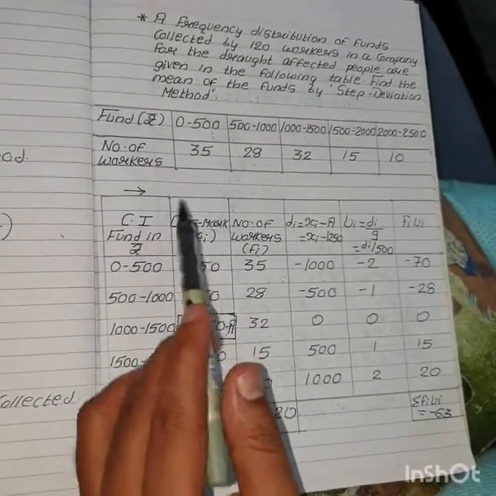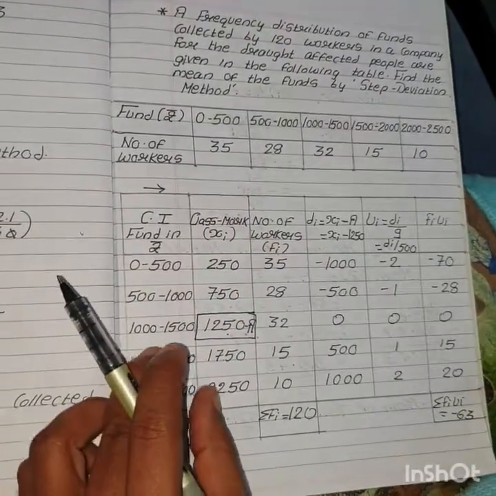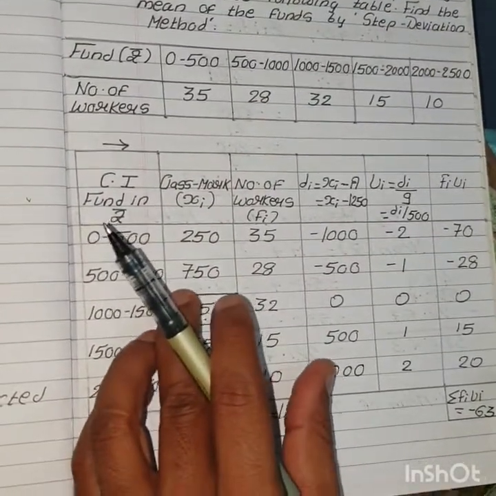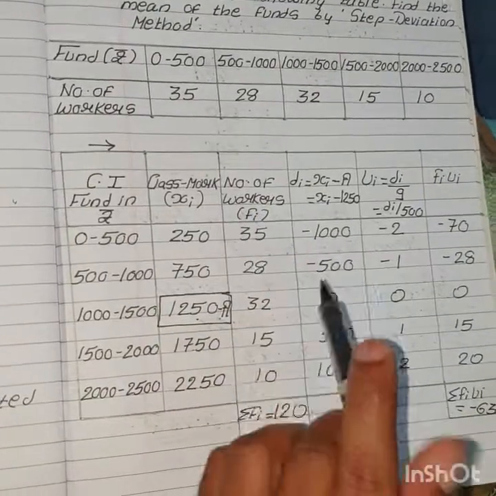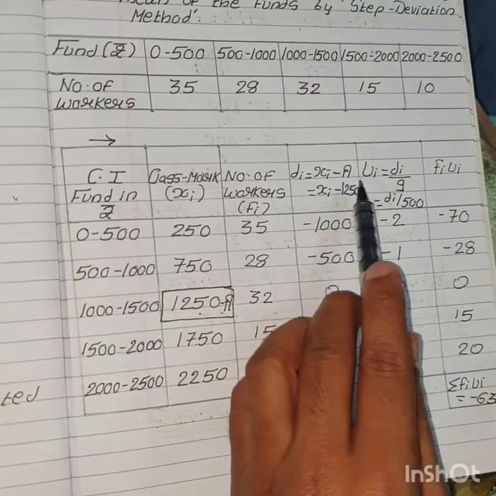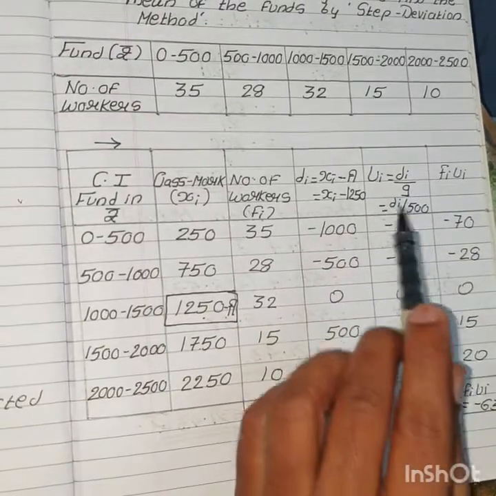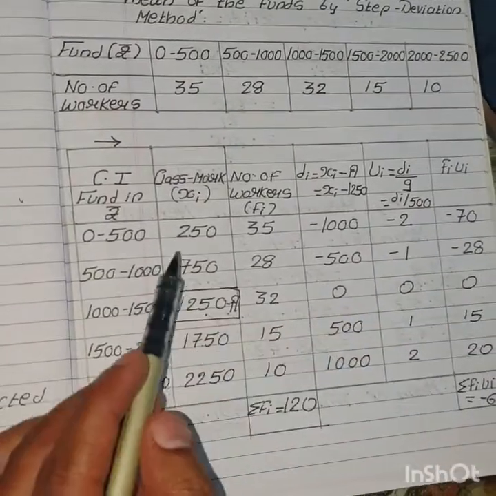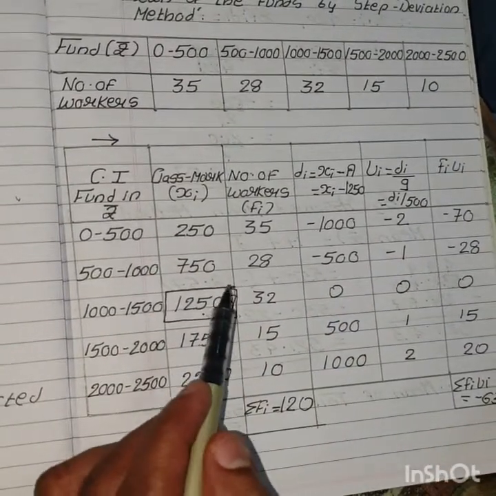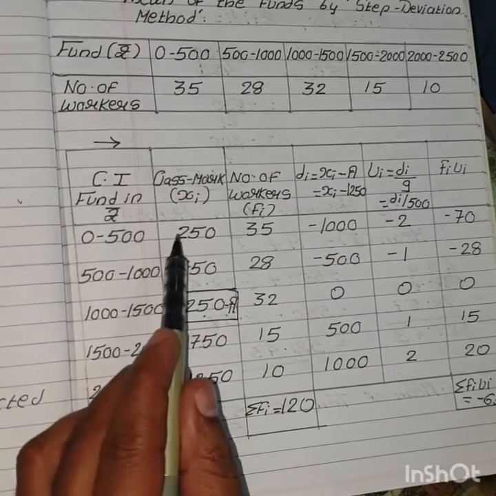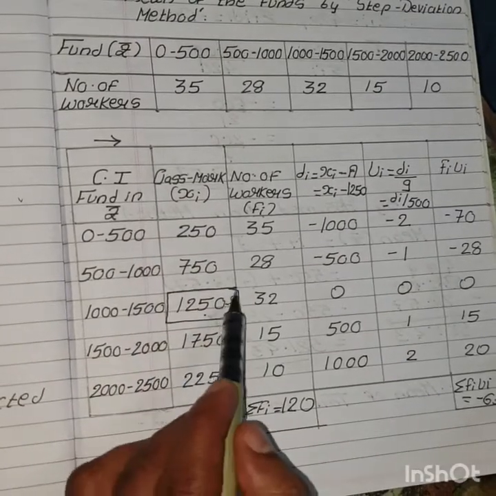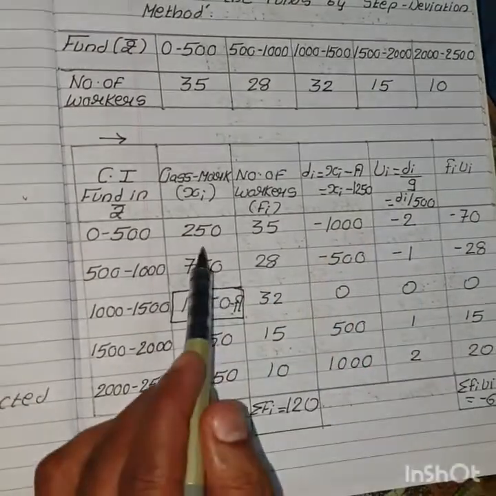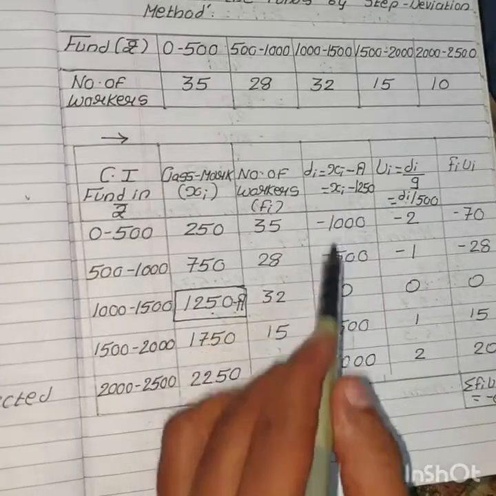Now let's see the whole sum again. In this sum we are talking about the number of workers and funds collected. So we have CI, class mark, number of workers, same as we have seen in the direct method. In the assumed mean method we have seen one new variable di. What is di? xi minus a. What is a? a is the assumed mean. How do we find the value of a, or which value of xi should be considered as a? See the values of xi and consider the middle value as a. In this case the number of values is 5, so the middle value we have considered as a. So what is our a? 1250. Subtract it from each value of xi, and we get the value of di.